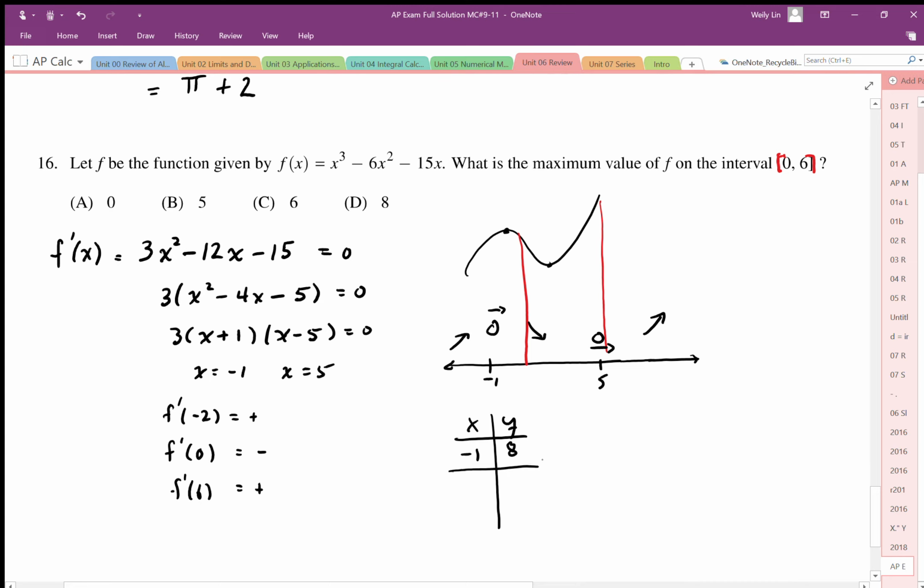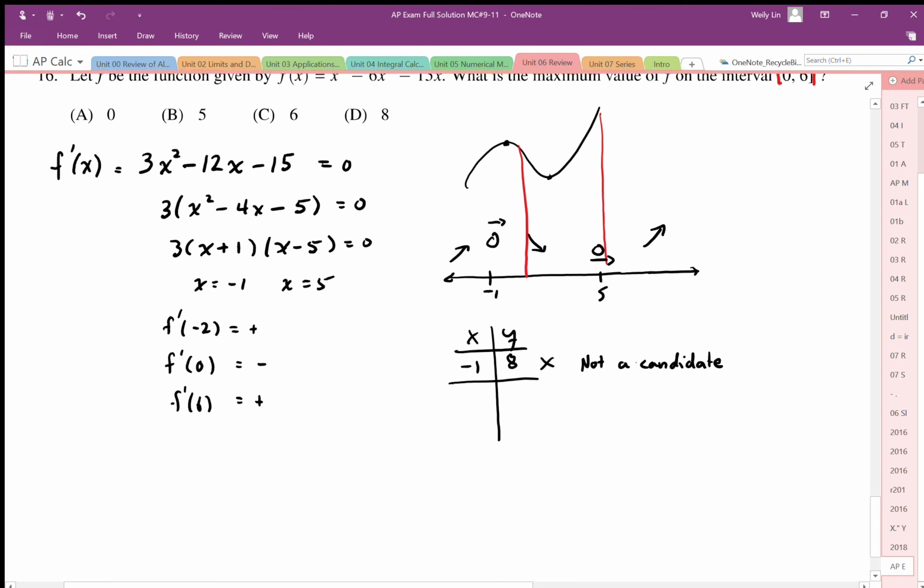However, we cannot use that as part of our candidates. So I'm just going to make sure this is not a candidate because it's outside the domain. So that's not a candidate. The only other candidates then are going to be 0 and 6. And I guess I could put in 5 as well, but we know 5 is a min.